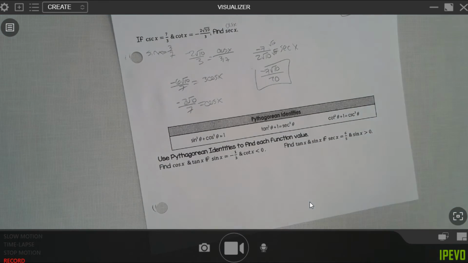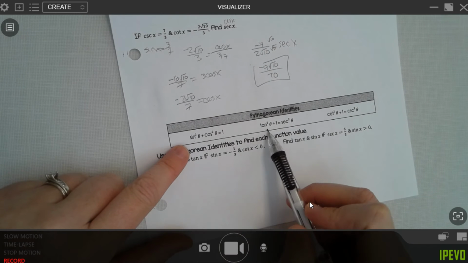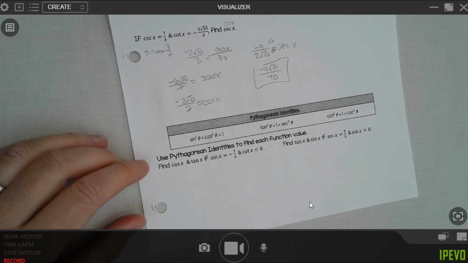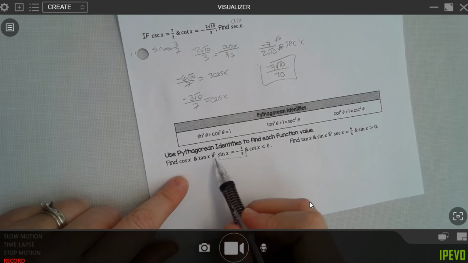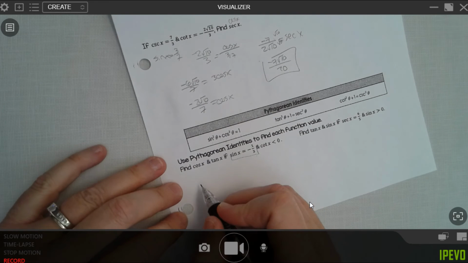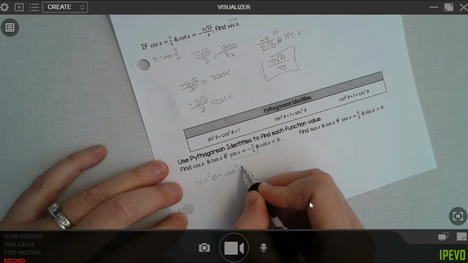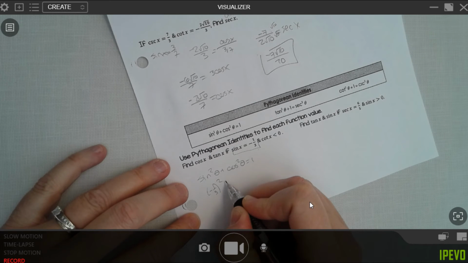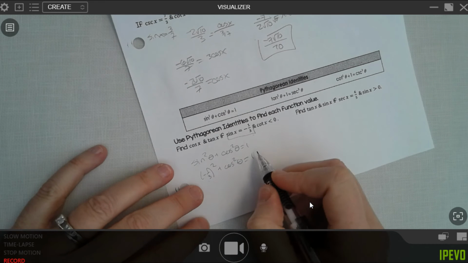Okay, Pythagorean identities. So remember, sine squared plus cosine squared equals 1, tangent squared plus 1 equals secant squared, and cotangent squared plus 1 equals cosecant squared. So if I have sine of x, I can find cosine of x using this property right here. So it tells me that sine squared of theta plus cosine squared of theta has to equal 1. So then that tells me that negative 1/3 squared plus cosine squared theta equals 1. So that's 1/9. So minus 1/9.